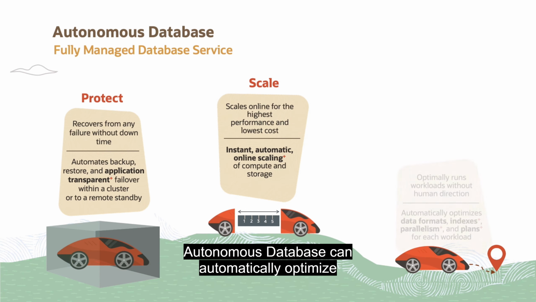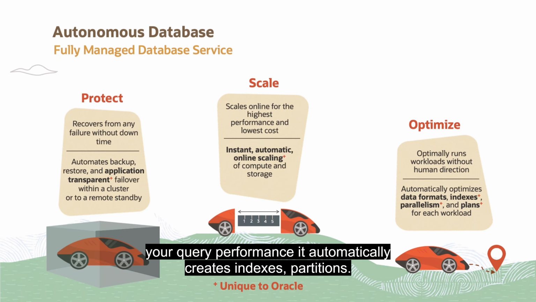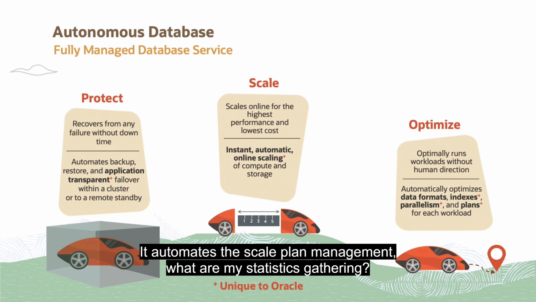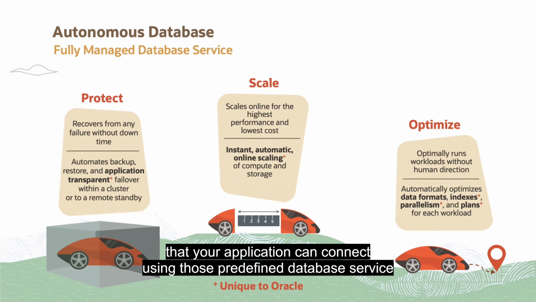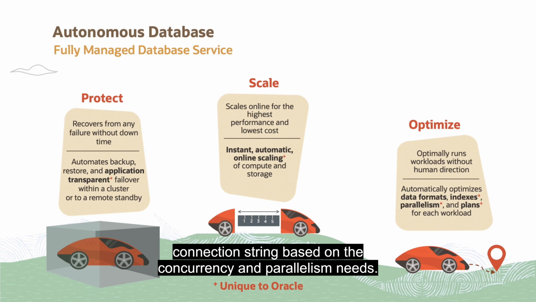Autonomous Database can automatically optimize your query performance. It automatically creates indexes and partitions, automates SQL plan management and statistics gathering, and creates resource plans and associates them with services to control concurrency and parallelism, so that your application can connect using those predefined database service connection strings based on the concurrency and parallelism needs.